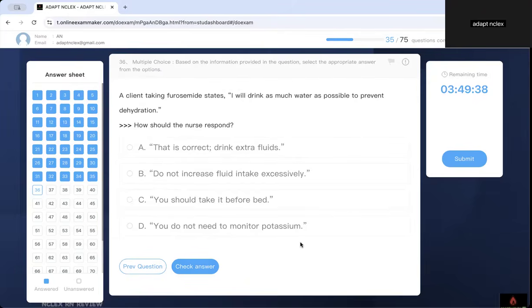The client taking furosemide states, I would drink as much water as possible to prevent dehydration. It's a trap, right? How should the nurse respond? Furosemide, you lose a lot of fluid, so the patient says they want to drink. But then, what do you think? This is correct: drink extra fluid. Do not increase fluid intake excessively. You should take it before bed. You do not need to monitor your potassium. Well, we've got to monitor your potassium. If you drink too much, you're going to dilute your sodium. You're going to get into trouble. Excessive, too much, is wrong. You should not do that. Just because you do it, you can have water intoxication that can cause problems.